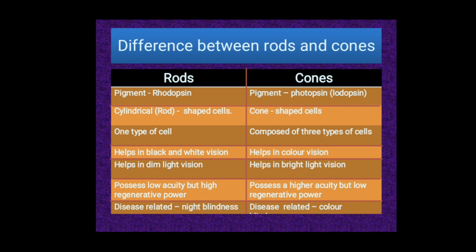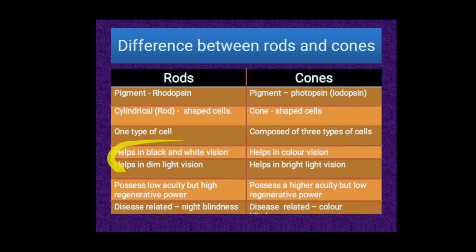Then coming to the function, rods help in black and white vision. They won't give much clarity on color. So they always help in black and white vision, and they are also active during dim light.